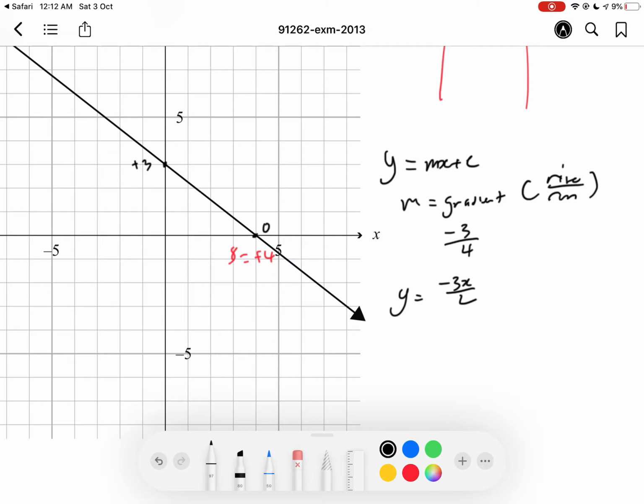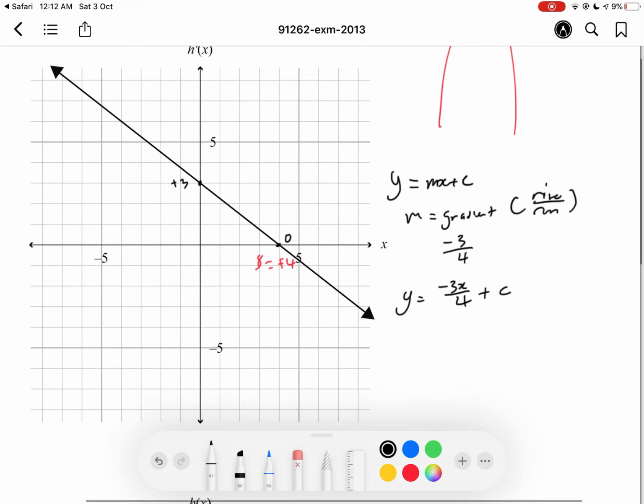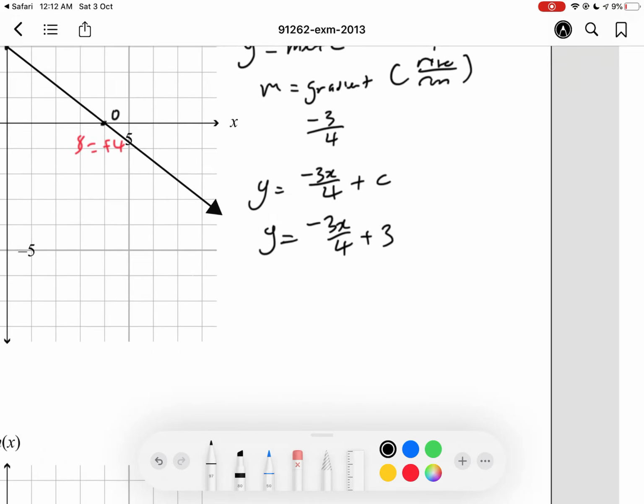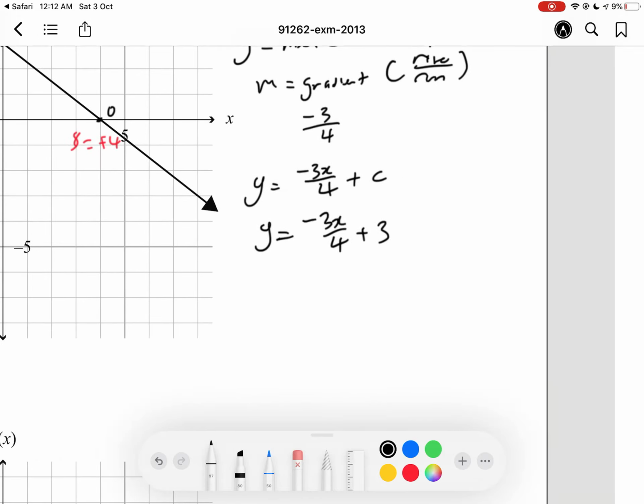So y equals negative 3x over 4 plus c. But in this case, c is just our y-intercept, which is plus 3. So y equals negative 3x over 4 plus 3. If we integrate this, we'll find the equation of our parabola. Integrating negative 3x over 4 plus 3 dx gives us negative 3x squared over 4 times 2 plus 3x plus c.